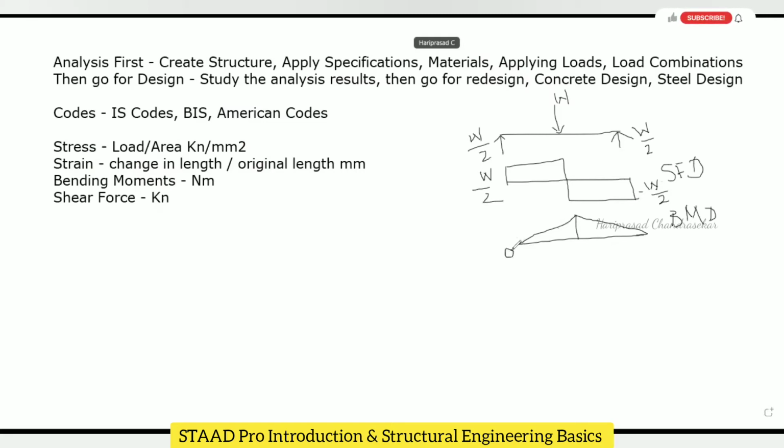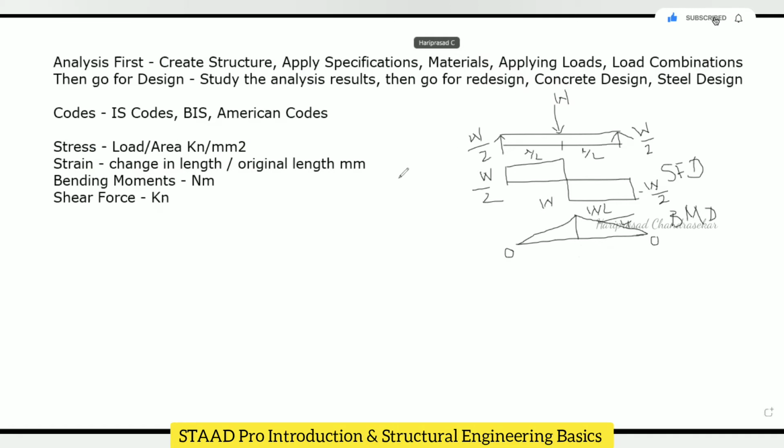And here we have 0, 0, 0. And then here W into L by 2. We can call this L by 2, L by 2. So after the calculation, it will come to W L by 4. This is for the bending moment diagram. It is the total distance into W into L by 2, and then it comes to W L by 4.